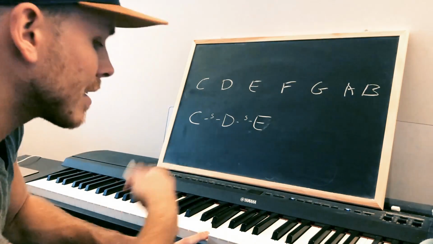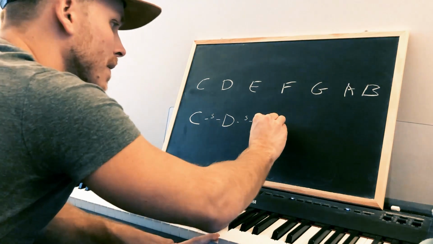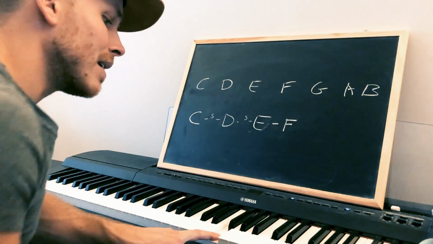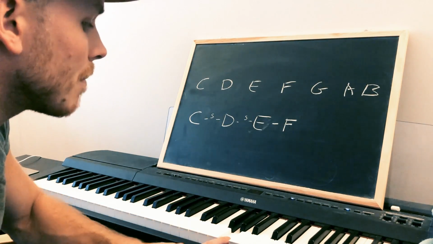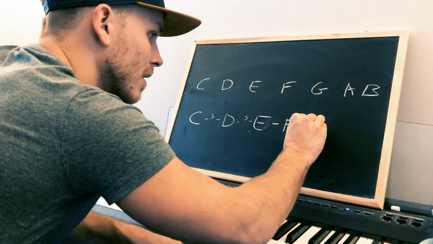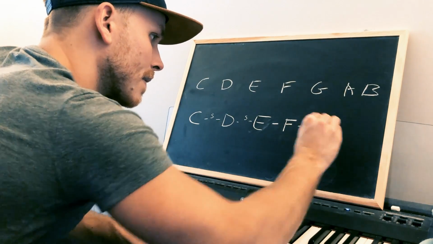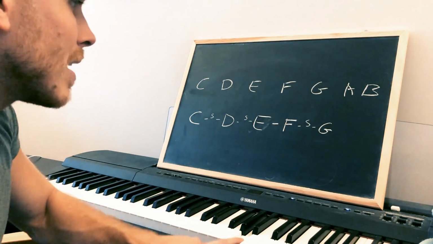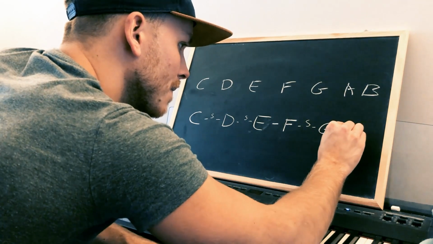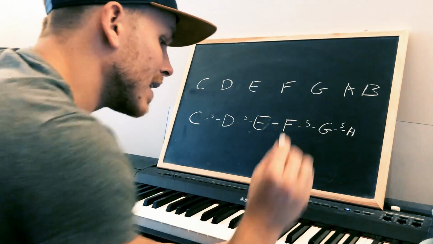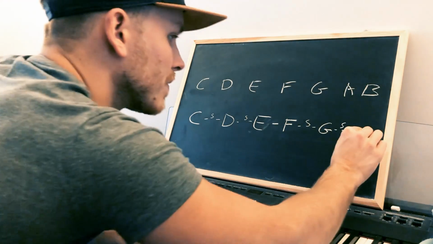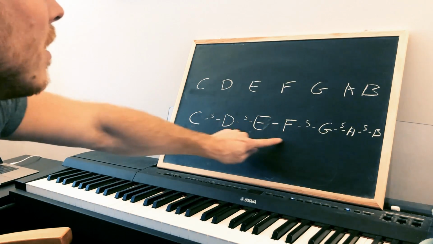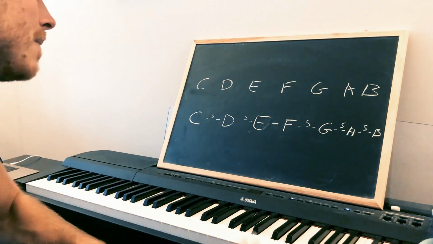Then I can simply play the next note. Then I'm gonna have to skip a note and play the note after that. So I'm gonna have to skip another note and play the one after that. And skip another note and play the note after that. As you can see right here, a major scale is rather easy.